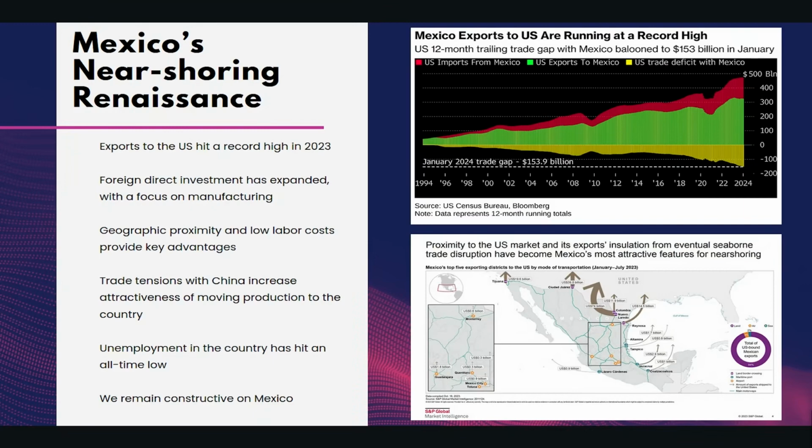Our research indicates there's a real renaissance in manufacturing happening in Mexico, and you can see it with record low unemployment. You can see it with foreign direct investment surging. You can see it with the exports of key industrial goods made in Mexico, not relabeled in Mexico, coming to the United States. And think about it.